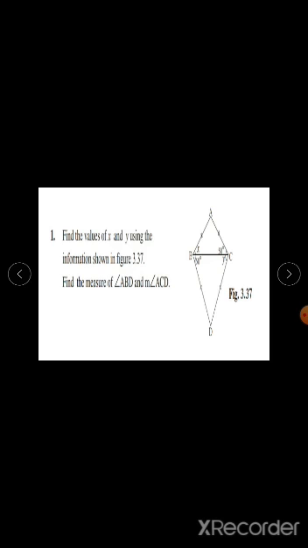Question number 1. Find the values of x and y using the information shown in figure 3.37. Find the measure of angle ABD and measure of angle ACD. This is your figure 3.37. Here angle CBD is given as 60 degrees. Angle ACB is also given as 50 degrees. x means angle ABC, so find the value of x. And y means angle BCD, so find the value of angle y. And find the measure of angle ABD and the measure of angle ACD.